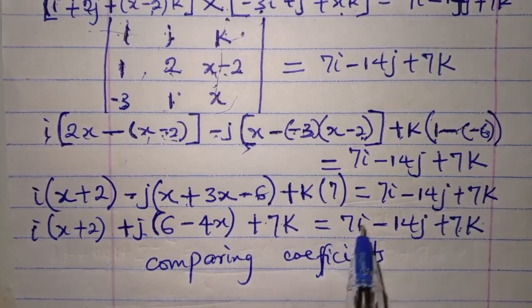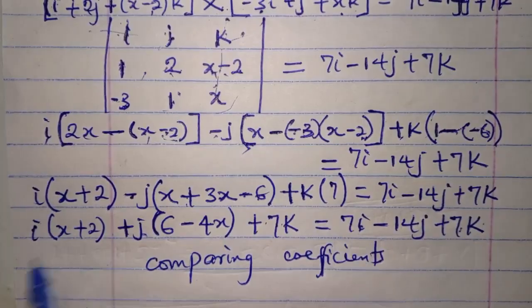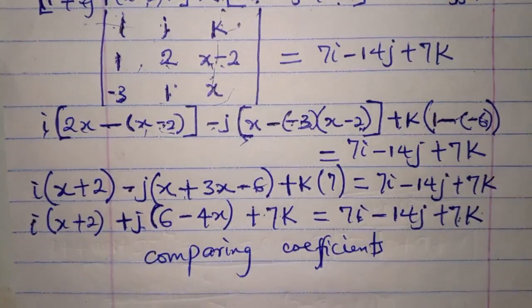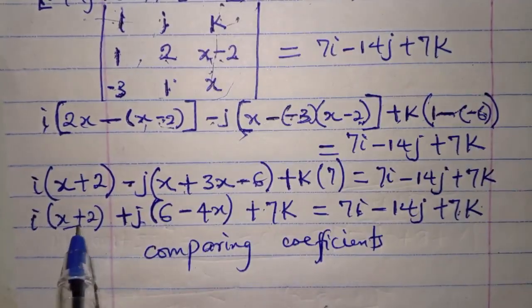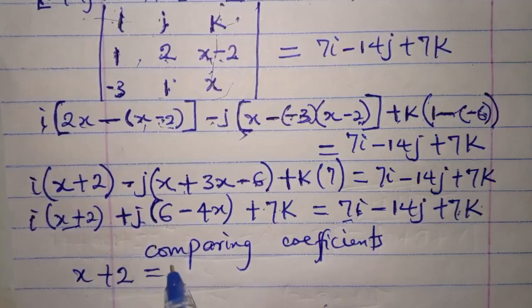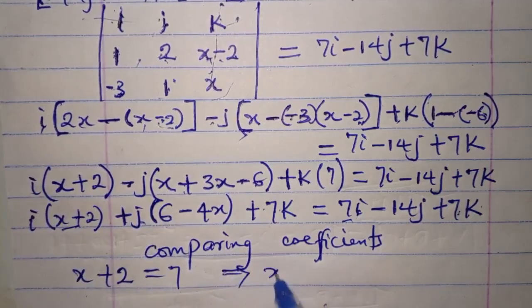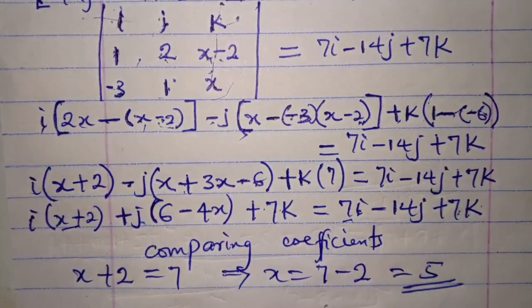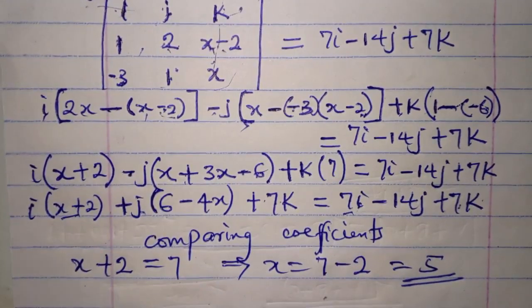Then i has a coefficient of 7 here. I has a coefficient of s plus 2 here. So we can set s plus 2 equal to 7. And this means that s is equal to 7 minus 2, which is equal to 5. So the value of s is 5.